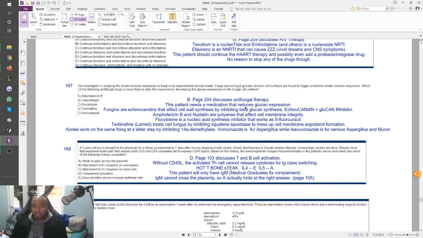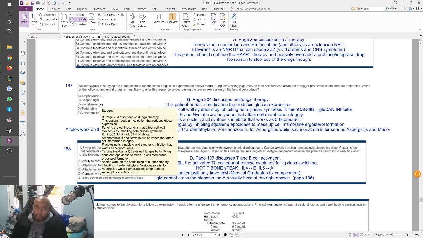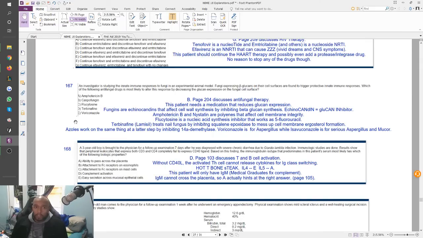This patient needs a medication that reduces glucan expression. Fungins are echinocandins. Okay, echinocandins. So caspofungin, and there's another one. They're all echinocandins that affect cell wall synthesis by inhibiting beta-glucan synthesis. So you see, it's called an echinocandin, glucan inhibitor, right? Fungin, fungus inhibitor. That's another way you can remember it, if you just look at the gin at the end, the glucan inhibitor. That's another way you can try to memorize that if you want.